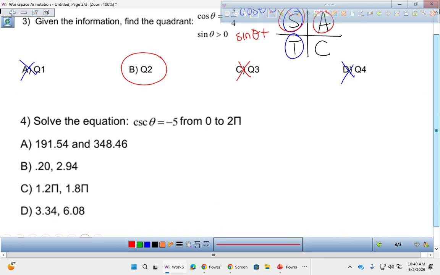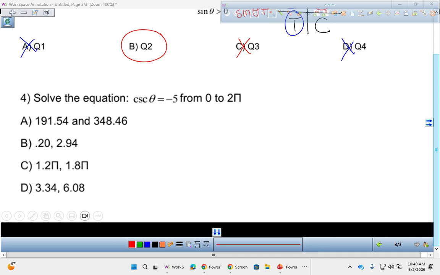Last one says solve the equation from 0 to 2 pi. Well, it's cosecant, so I'm going to have to change it to sine. And to do that, I'm going to have to flip that fraction. So it becomes a negative 1/5. And then I'm going to find the reference angle. And I'm going to find the reference angle by doing the sine inverse of 1/5. I'm not going to include the negative.